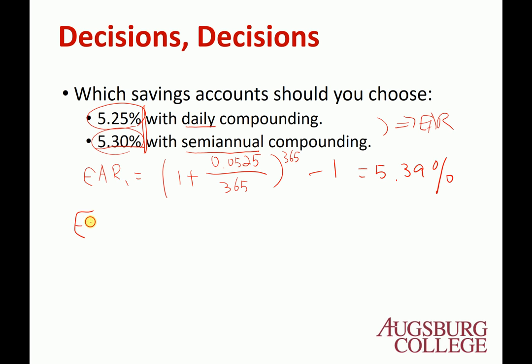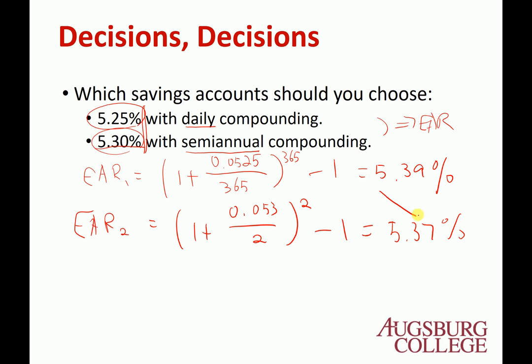Now the second one, M is 2, right? So 1 plus 5.3% divided by 2, squared, minus 1. It's going to be 5.37%. Now it's actually different, right? Because this one is higher, the EAR for this one is higher. For a savings account, this is better. You have to pick the 5.25% with daily compounding. So when you compare different interest rates with different compounding frequencies, you have to change them to EARs and compare.